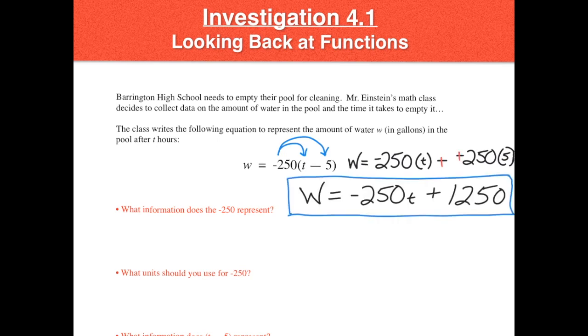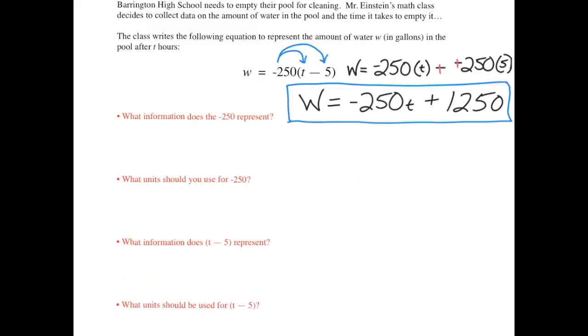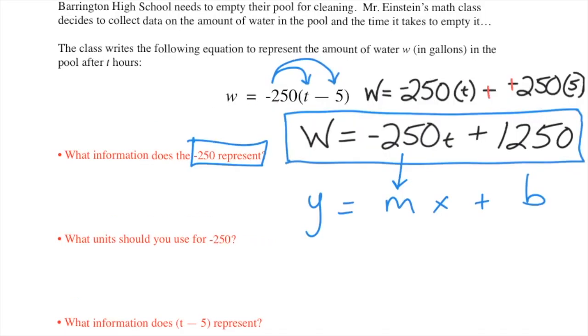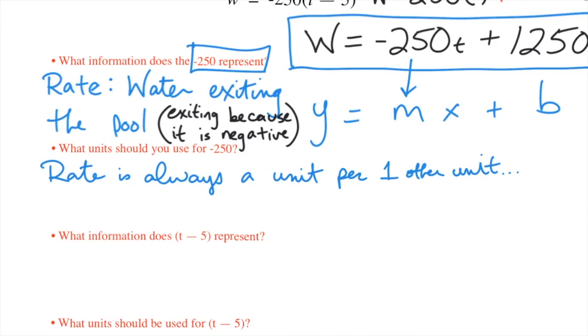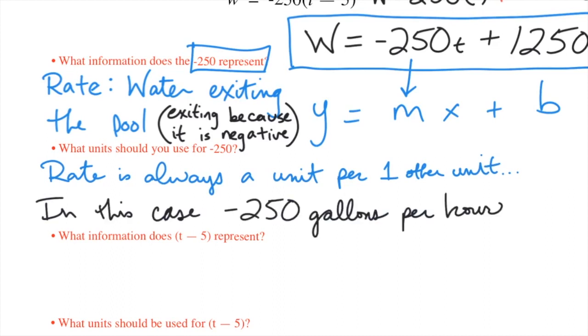With the equation simplified, it might be a little easier to read. This form should look familiar, as it is the same as y equals mx plus b. So you know this is a linear equation. So what does the negative 250 represent? Well, since it's m, that is the rate, or slope. And in our situation, water is exiting the pool, which is why it is negative 250. And since rates always contain both of our units, this will be gallons per hour.